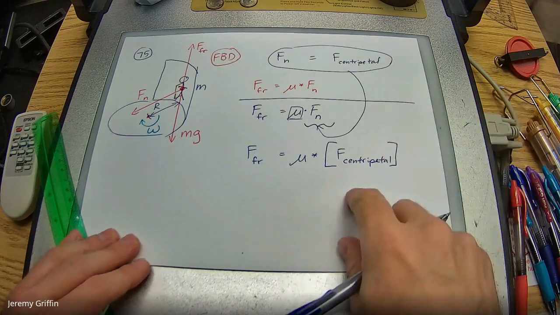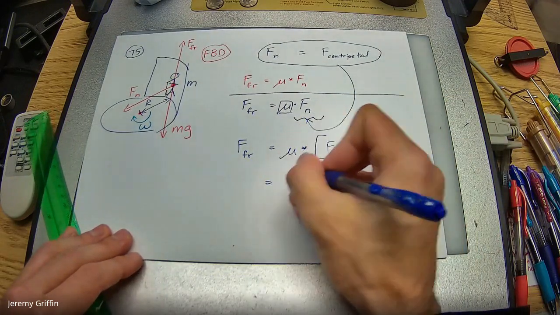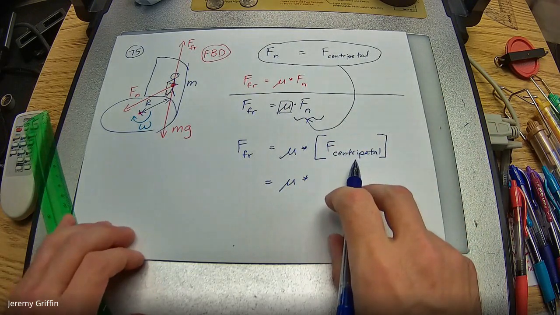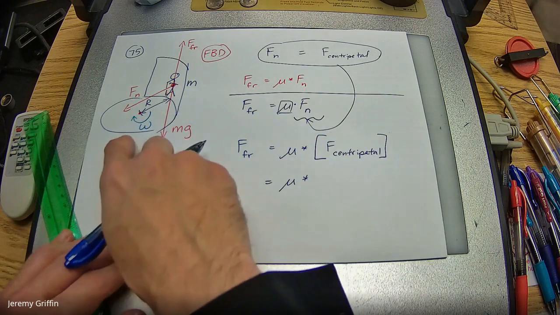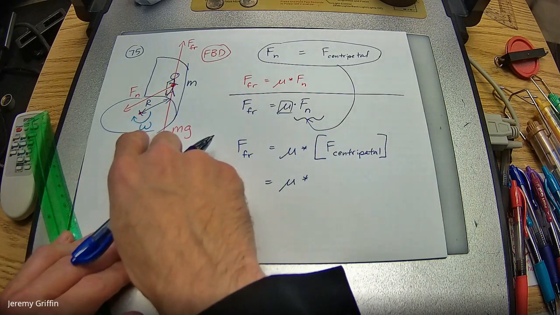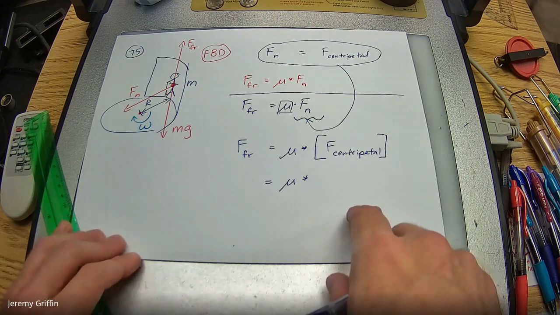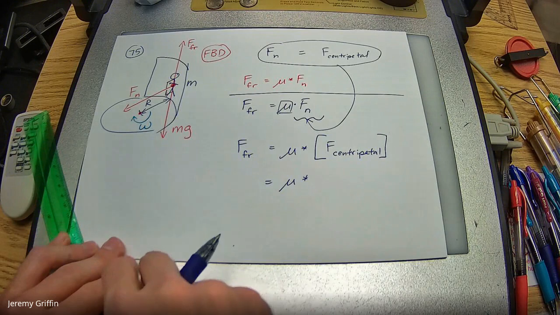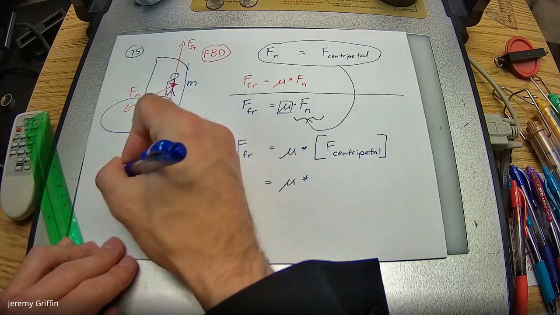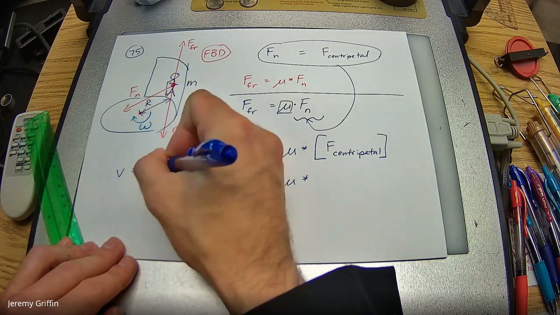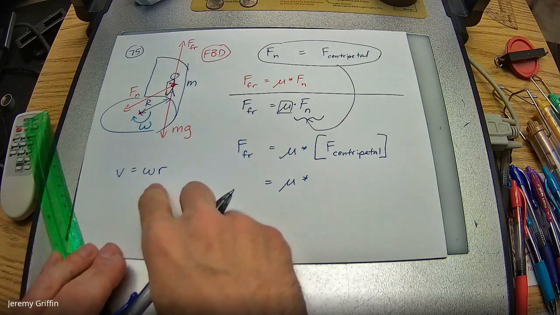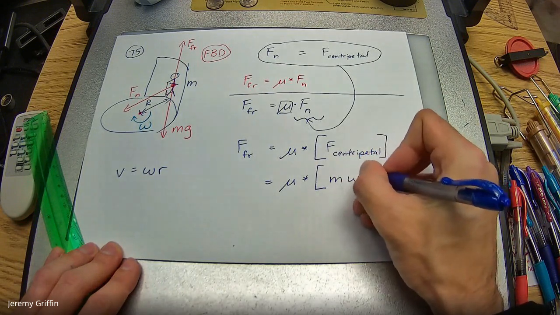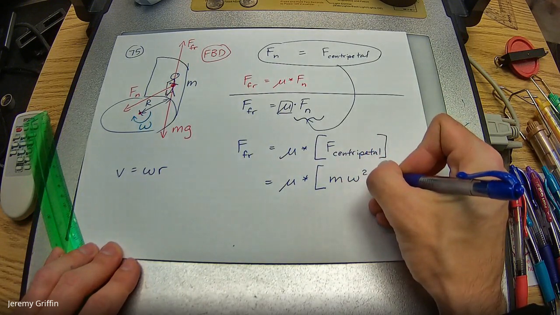Now, centripetal force, the classic way you guys learned it was mv squared over r. You remember that? But your book told you something about omega, which is a spin rate. Does anybody happen to remember what centripetal force is in terms of omega? It's mass times omega squared times r. Yeah, it's m omega squared times r. There you go.